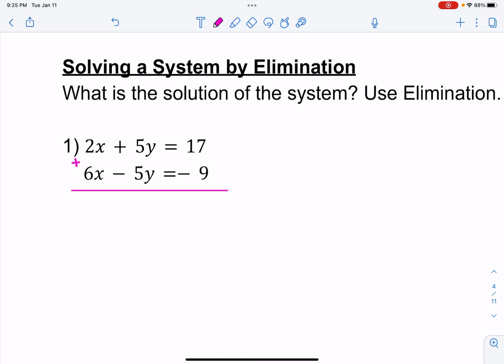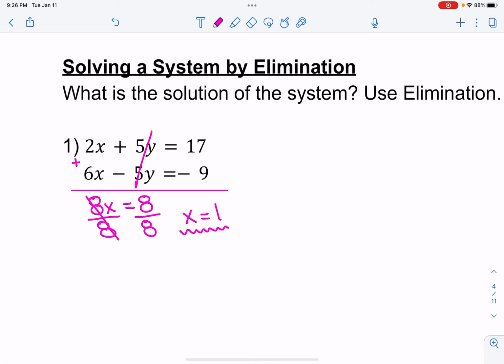So we do 2x plus 6x, which gives us 8x. We already said 5y plus negative 5y is just 0, so it just goes away. And then we have 17 plus negative 9, and we get 8. 17 plus negative 9 is 8. So now we are left with 8x equals 8. And then we have to solve for x. To do that, we just have to divide both sides by 8. So we get x equals 1.